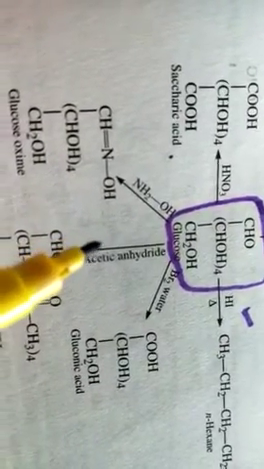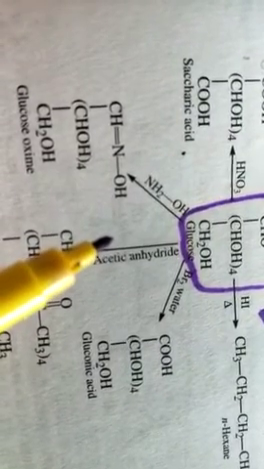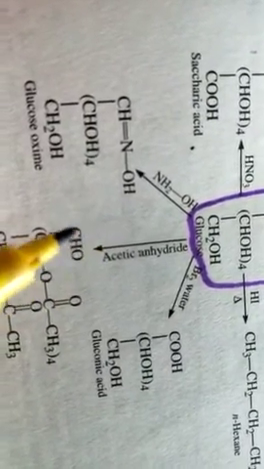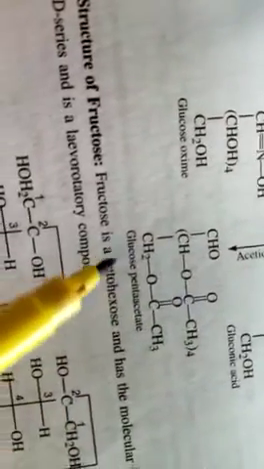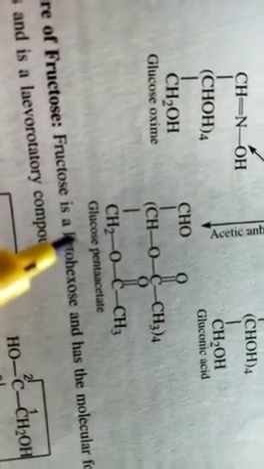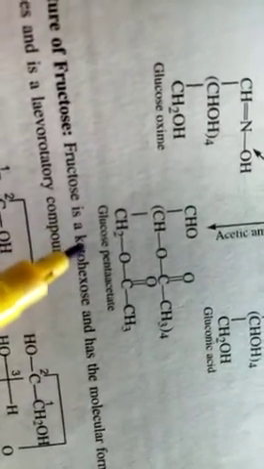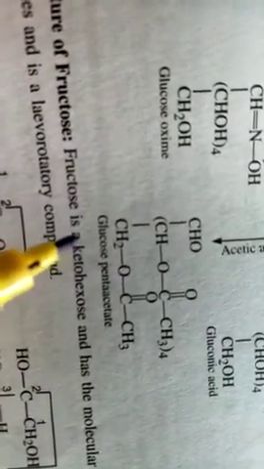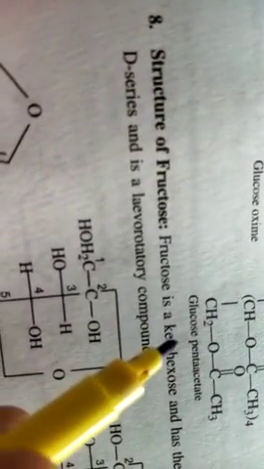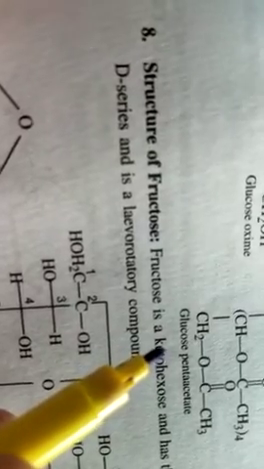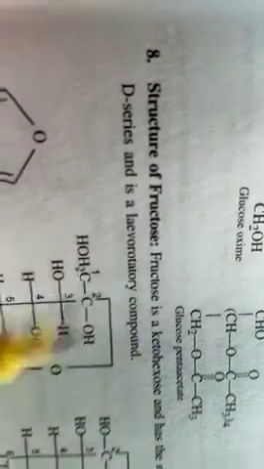And when glucose reacts with acetic anhydride, it forms pentacetate of glucose.